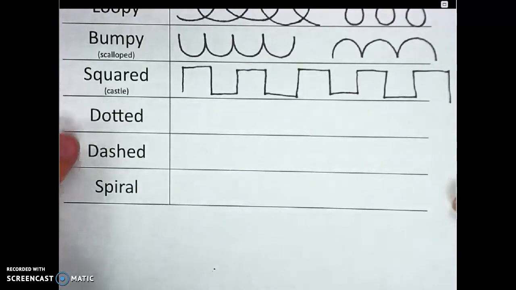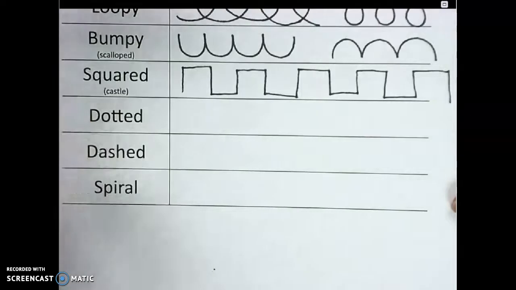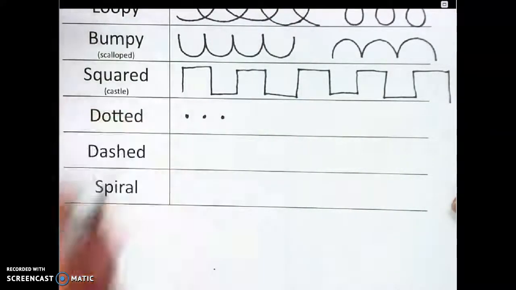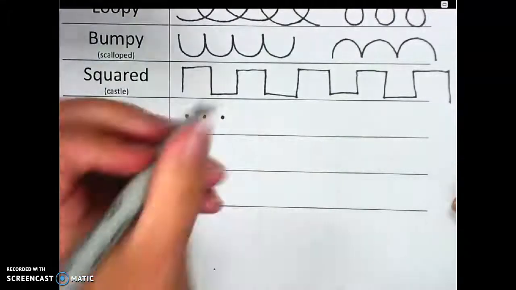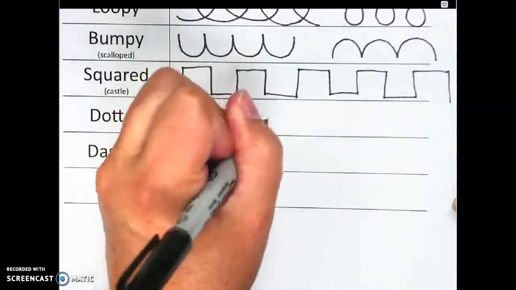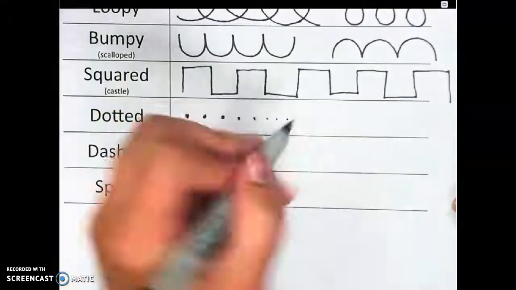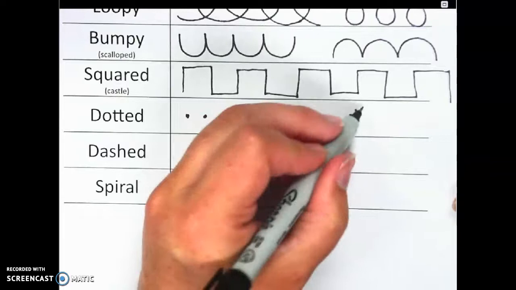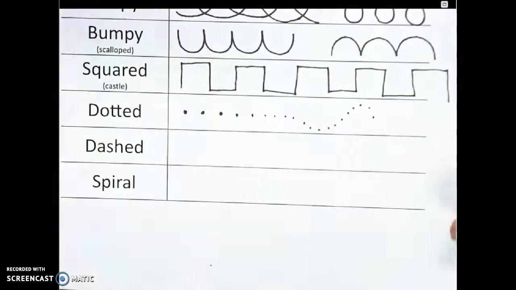Next are two broken lines. We're going to start with our dotted lines. And that's pretty easy. Most kids know what a dotted line is. It's tiny little dots that go in a line. They don't have to be in a straight line. They can go around, make different kinds of lines.